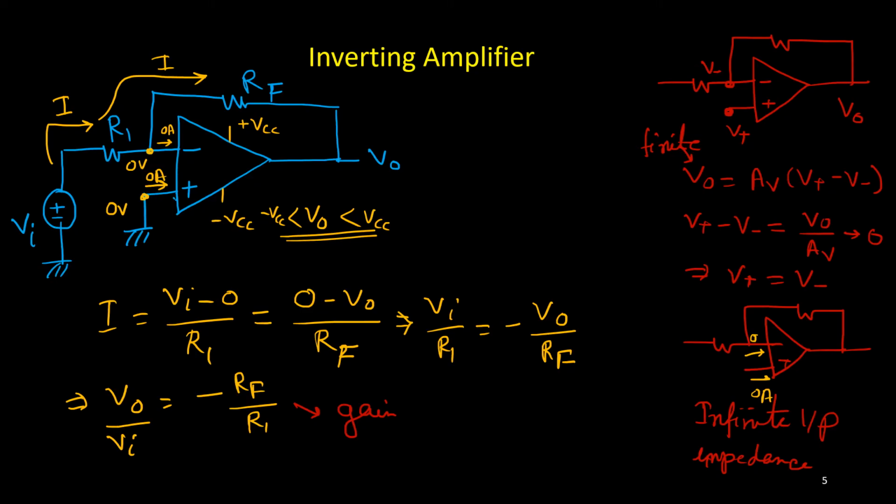And you see this negative sign. RF and R1 are both positive, so whatever input Vi is there, V naught will have the opposite sign. Thus it is called an inverting amplifier. If you apply a positive voltage here, you are going to get a negative voltage at the output end. The gain factor is RF by R1. Keep this gain in mind, as we'll be using it several times. The gain of this inverting amplifier is minus RF upon R1. Okay, I hope it is clear.